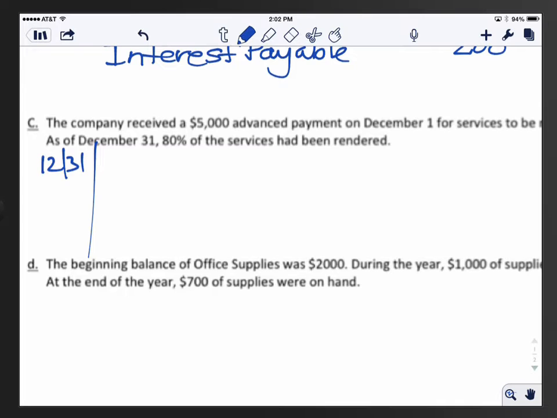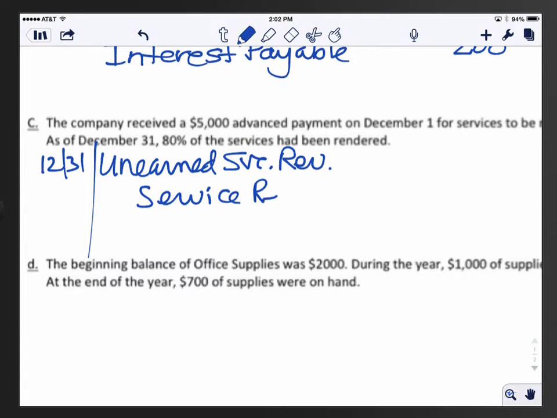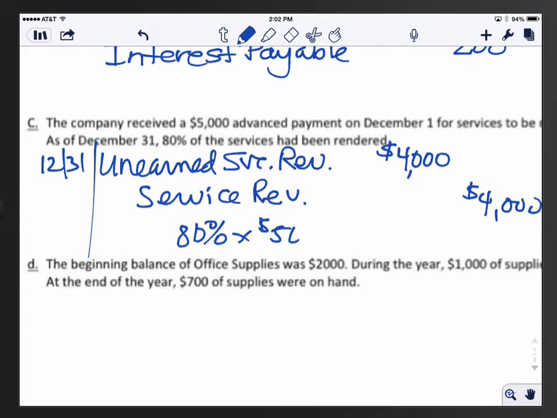So I'm going to debit unearned service revenue, whatever we called it back on December 1. If we were making lots of journal entries here, we'd go back and look, all right, if we didn't know. And then we're going to credit service revenue. For how much? It says we've done 80% of that $5,000 worth of work, so 80% of 5,000 is 4,000. 80% times 5,000. I'm going to show you math here, which is always a good idea.